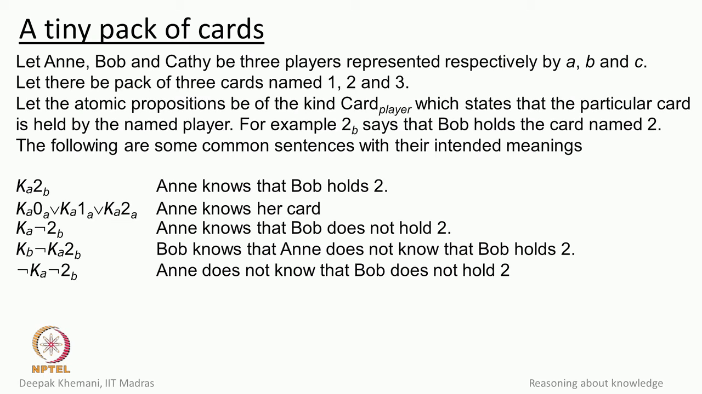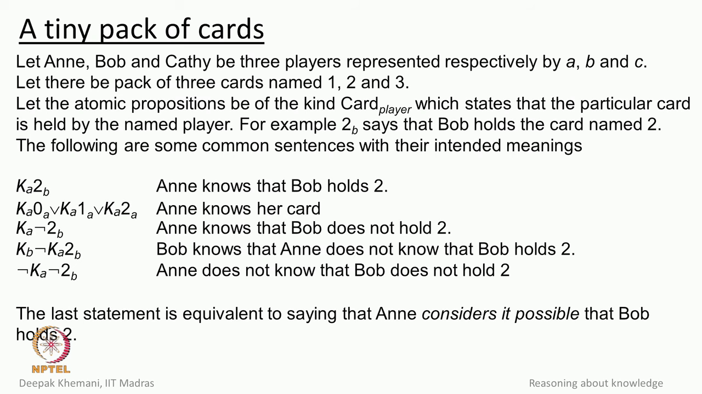So, by now I hope the semantics is clear. This last sentence we can also read as saying that Annie considers it possible that Bob holds 2. When you say that she does not know that Bob does not hold 2, there are 2 negations there. When you combine them, it becomes a possibility relation. It says that Annie considers it possible that he holds 2, because she does not know that he does not hold 2. Sometimes we represent this with a K hat statement. So, instead of writing not K_A not 2_B, we can write K hat A 2_B, just a short form for that.